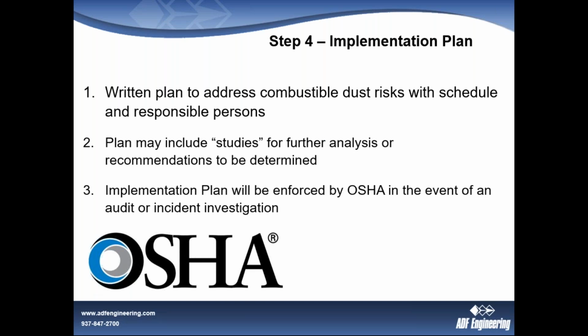Finally, based on that DHA, you'll put together a written implementation plan to address those risks. Identify responsible individuals who own the mitigation plan, and you'll need specific dates. That's what OSHA is going to want on this. They want to see those specific dates because they want to know: are you holding to those specific dates? The plan, however, may include certain things like investigate further. We'll do a study on this. Things can be deferred in that way.